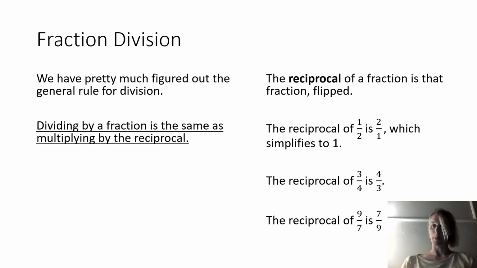So just some examples. The reciprocal of a half is 2/1, which simplifies to 2. Horrible, horrible typos. My bad. The reciprocal of 3/4 is 4/3. The reciprocal of 9/7 is 7/9. It's just a vocab word. Reciprocal means flipped fraction.